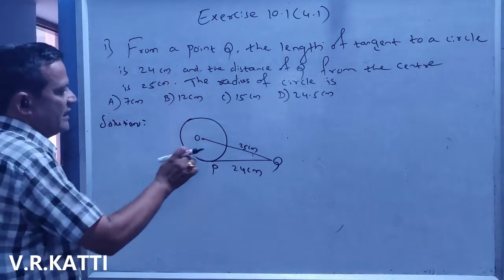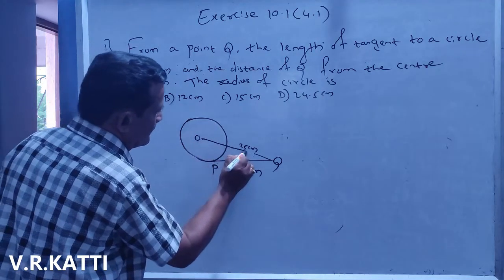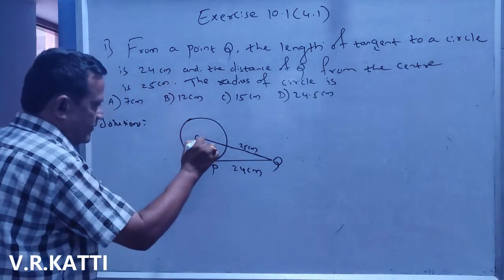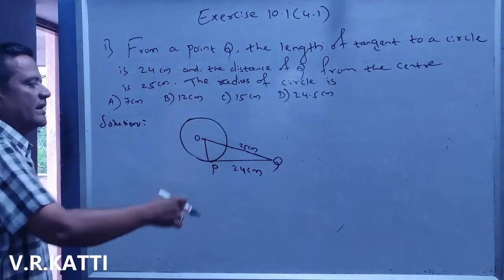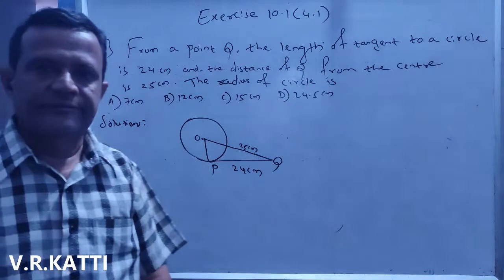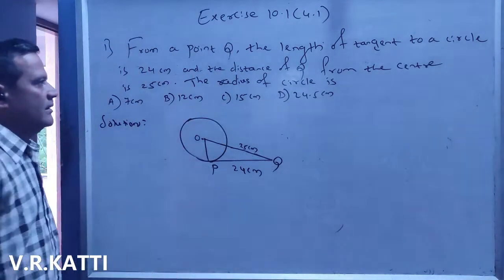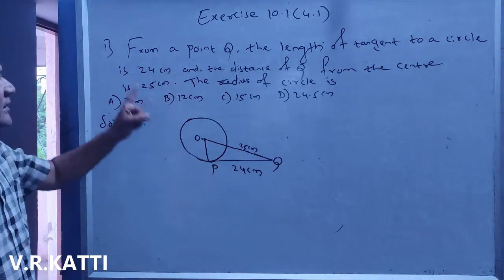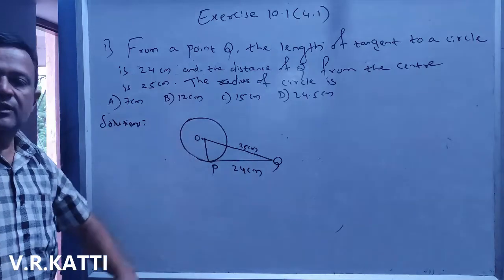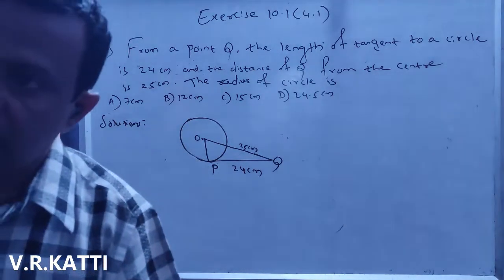From the center of the circle, the distance is 25. He has to find the radius of the circle, OP. So here the length of the tangent is 24. The distance of Q from the center is 25. So find the radius of the circle.